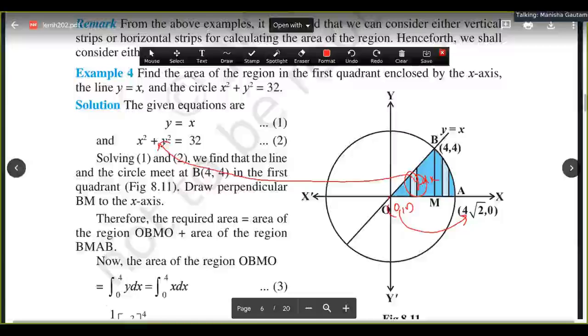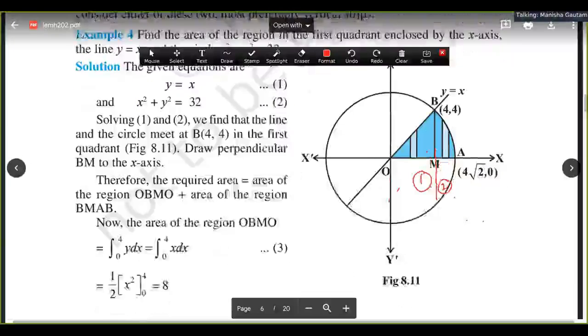Now, where the intersection point comes, here you must know the graph. First we need 0 to 4 root 2, but from the intersection point you have to plot the perpendicular. Two parts are there. The first part is under the line, the second part is under the circle. 0 to 4 root 2 you can move by taking 0 to 4 under the line and 4 to 4 root 2 under the circle.